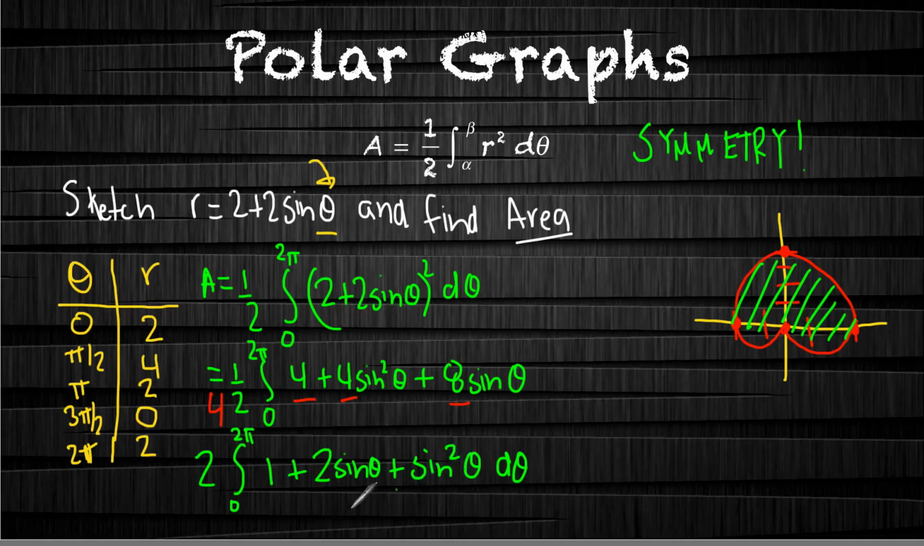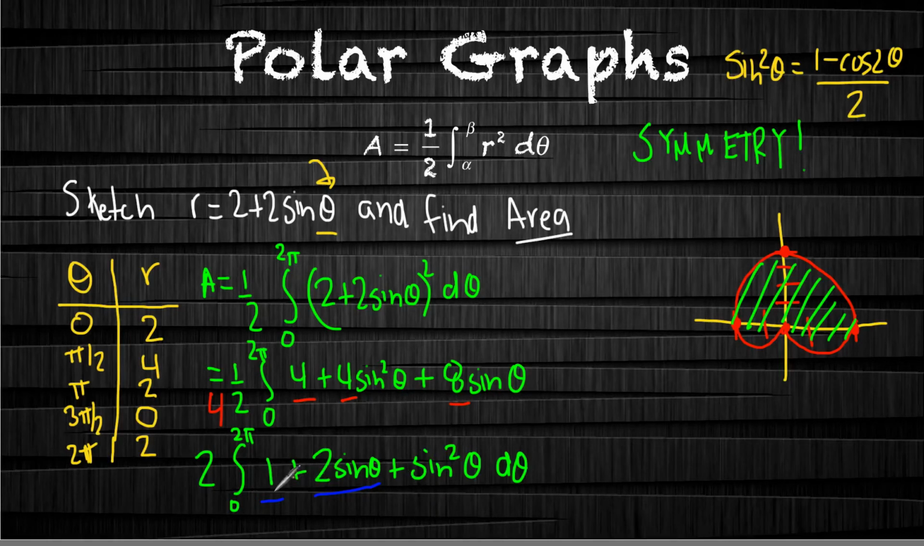Now, for integrating this, 1 is going to be pretty easy, and integrating 2 sine theta is going to be pretty easy. But sine squared does not have an elementary antiderivative. So you may remember this from a little while ago. We need to say that sine squared theta is equal to 1 minus the cosine of 2 theta, over 2. And that is a double angle formula for the sine squared.